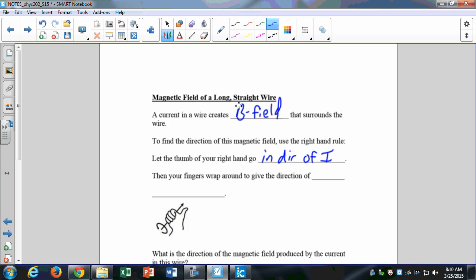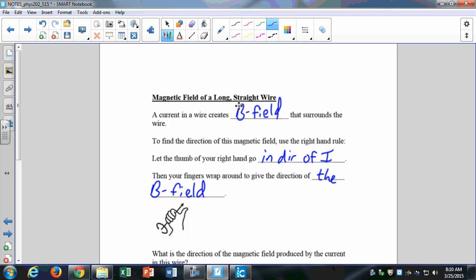All right, so far we have had two applications of the right-hand rule: the force on a charge in a magnetic field, and the force on a current-carrying wire. And so this is our third application. If we let our thumb go in the direction of the current, then your fingers wrap around to give the direction of the magnetic field. If I imagine this wire, there's a current flowing in this direction. I take my thumb and put it in the direction of that current, and then the magnetic field wraps around. So in this case, the magnetic field is going to go around like this.